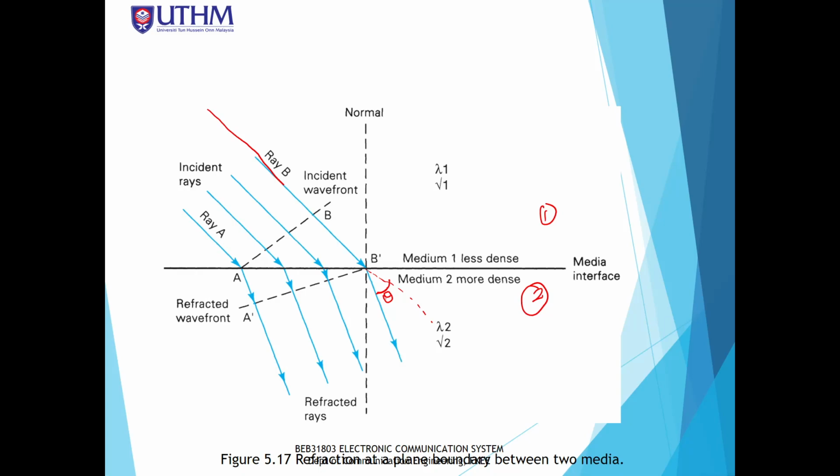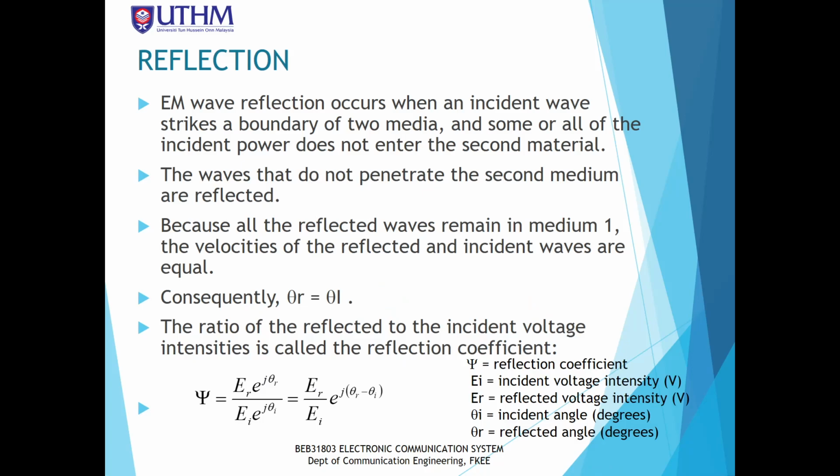Pembiasan. So pembiasan ini, gelombang itu akan bergerak pada arah yang berbeza. Okay, kalau refraction ini berlaku berulang-ulang kali, maka gelombang itu akan bergerak pada arah yang berbeza. So instead of going straight, dia akan going in a different path, pada path yang berbeza. And then reflection.